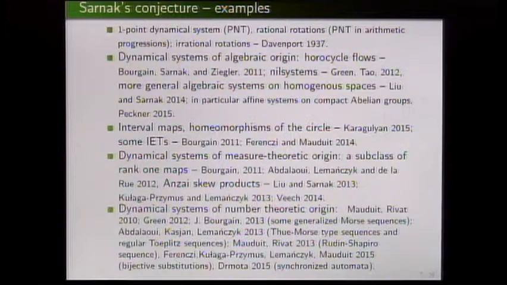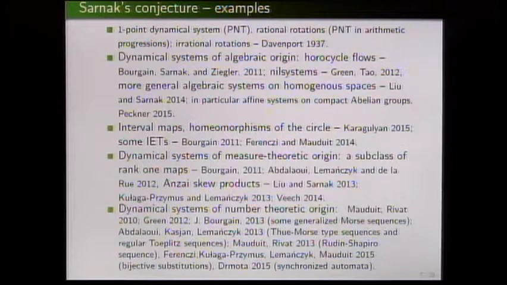The Sarnak conjecture was confirmed for dynamical systems of algebraic origin. There are some papers by Bourgain, Sarnak, and Ziegler, for horocycle flows and for nilsystems, in general algebraic systems on homogeneous spaces. Then there are some examples, closer to smooth dynamics. This was mentioned by Sebastian, and the recent results by Sebastian and Christian, and then there's a new result by Karagulian about interval maps and homeomorphisms of the circle.